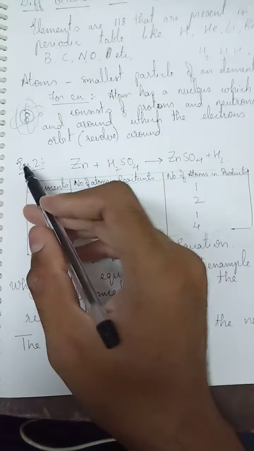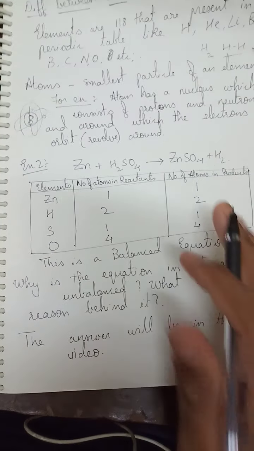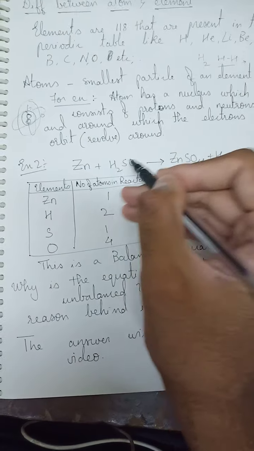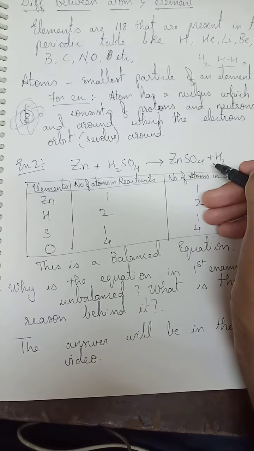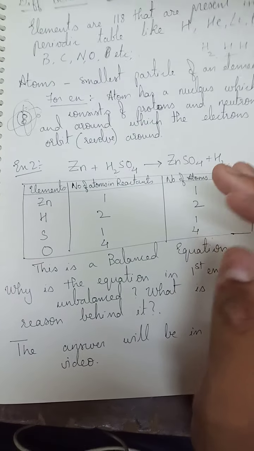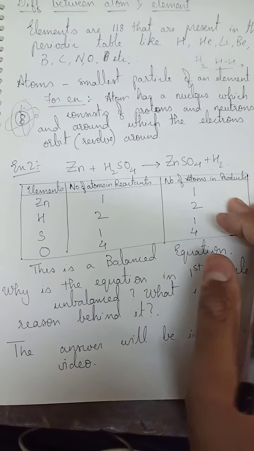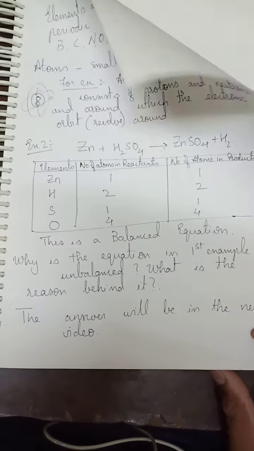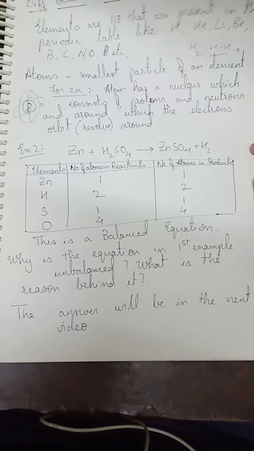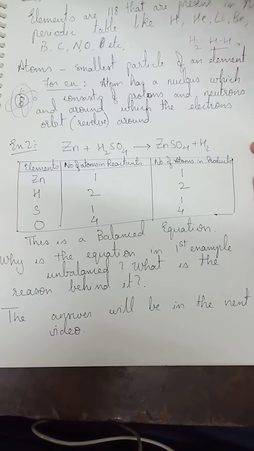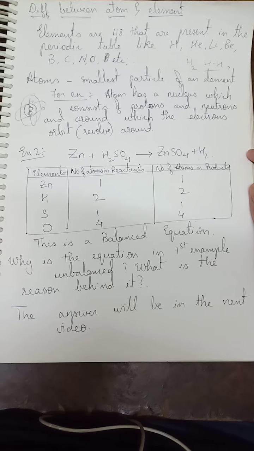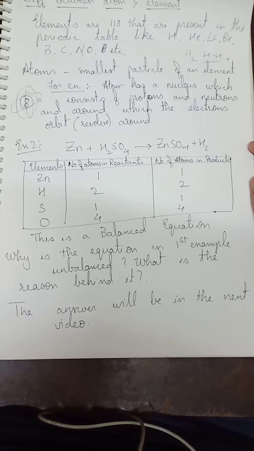This is not like the first example that we studied just now. This is a completely balanced equation where the number of atoms in the products and the number of atoms in the reactants are completely equal. There is no disturbance or partial balance or anything like that. This is called a completely balanced equation. So have you ever wondered why the equation in the first example is unbalanced? What is the main reason behind it? To find the answer you definitely have to watch my next video.